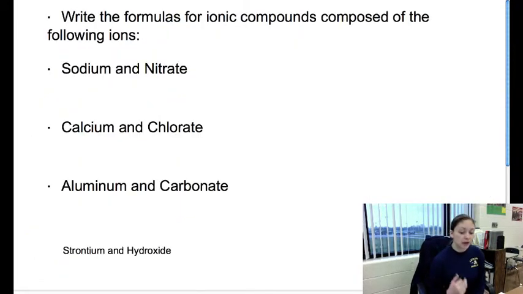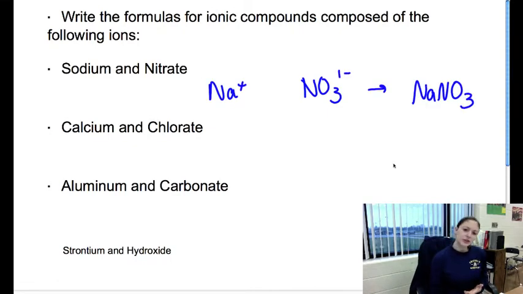Sodium and nitrate. Notice it doesn't say nitrogen, it says nitrate, so it's not just N. We look on the back of our periodic table, and for nitrate, it's NO3, 1-. So you see there it's NaNO3, because each one is a 1+ and a 1-. They balance out nicely. If you look at calcium, calcium is Ca. It's in group 2. It needs to lose 2 electrons, so it's a 2+.